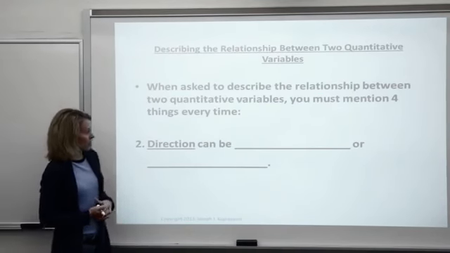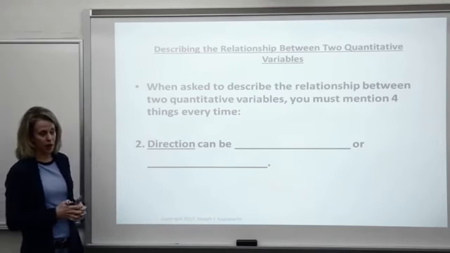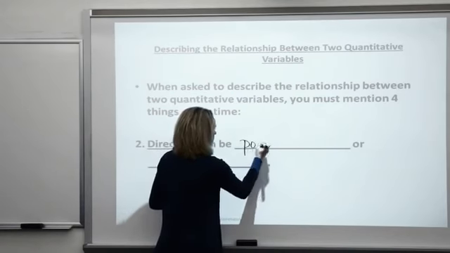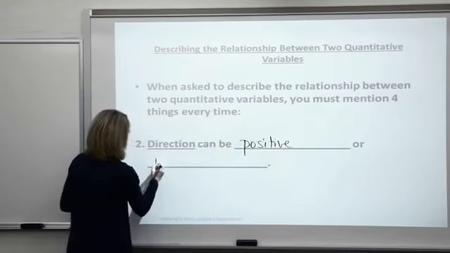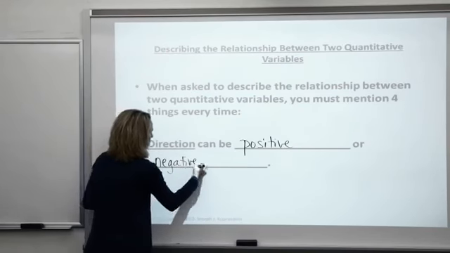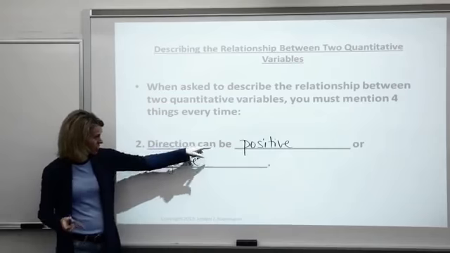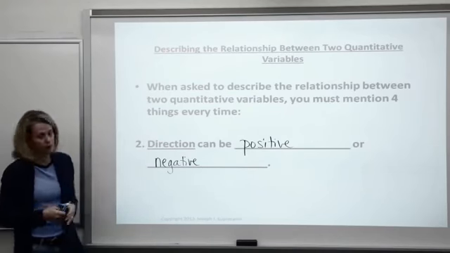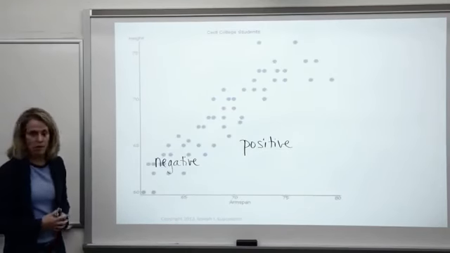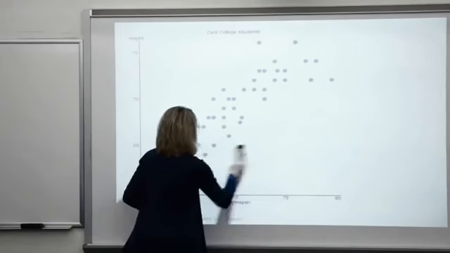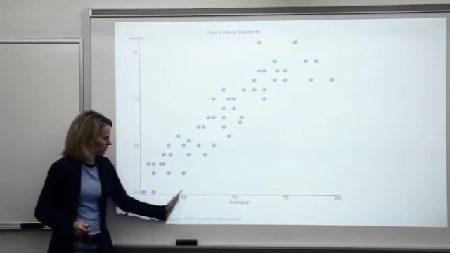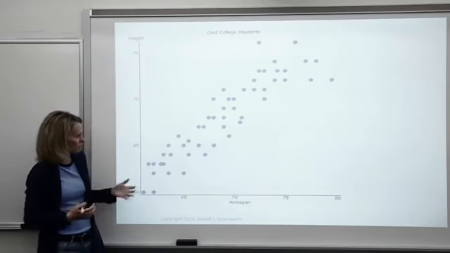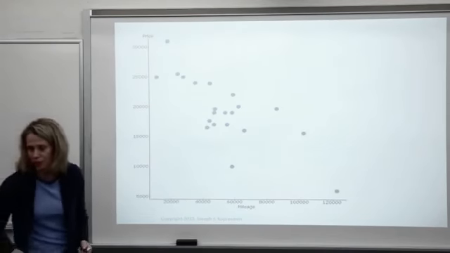The second thing that you're going to comment on is the direction of the relationship. The direction of the relationship can either be positive or negative. In our direct loan problem scatter plot, the direction was positive. As the number of loans increased, so did the loan value. With arm span and height, this one is also a positive relationship. The bigger your arm span, those heights tend to also increase. So this is another example of a positive relationship.